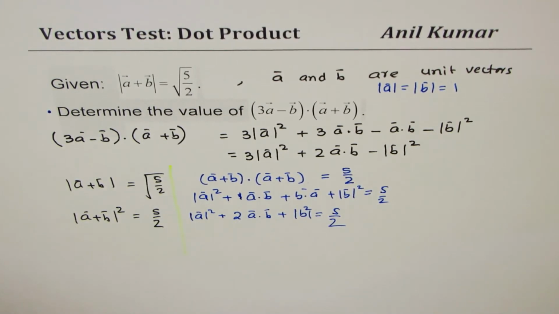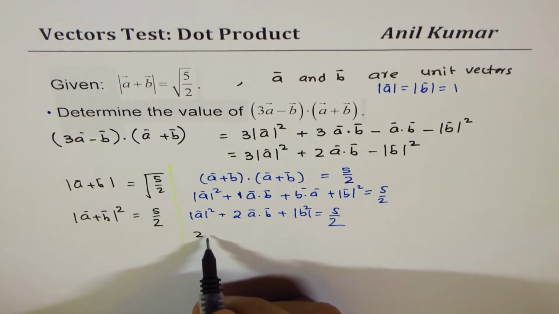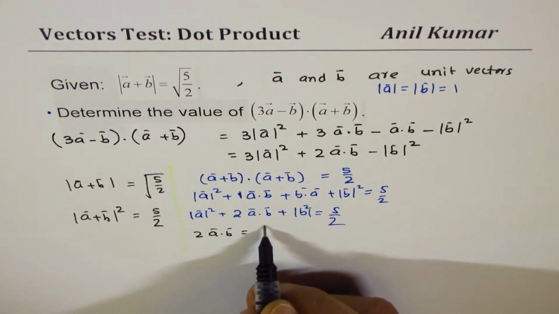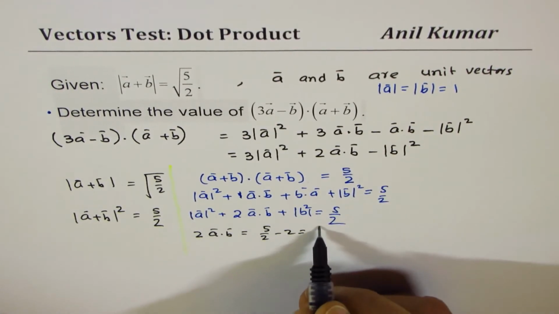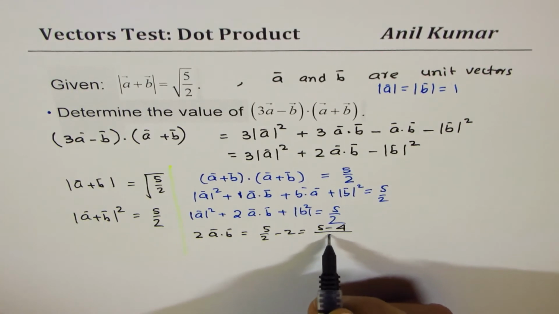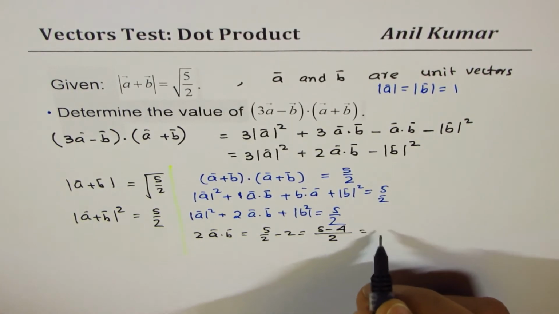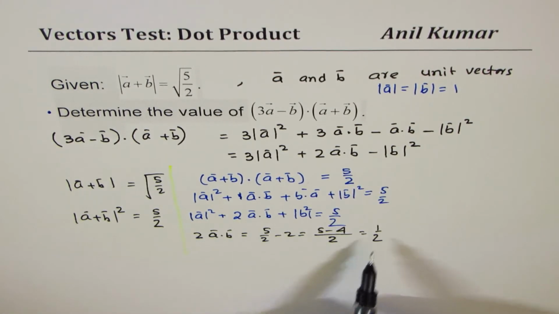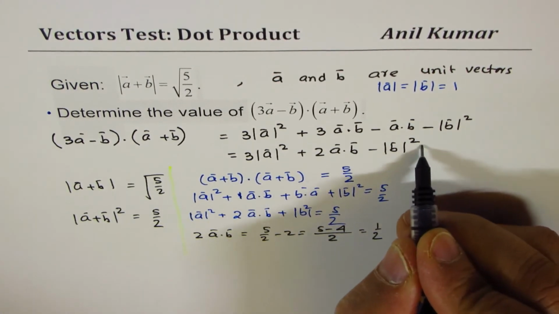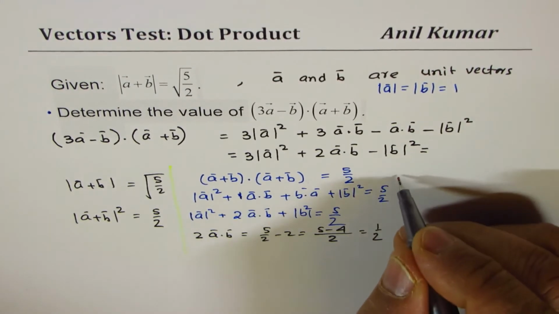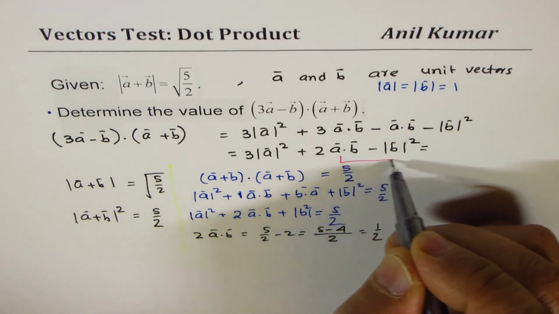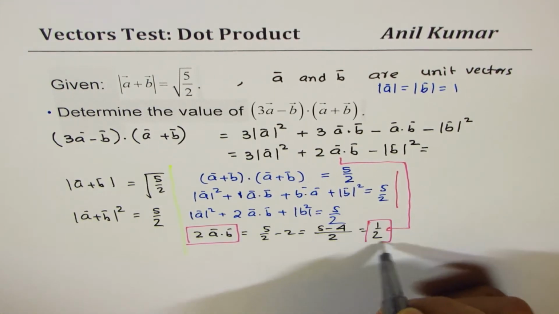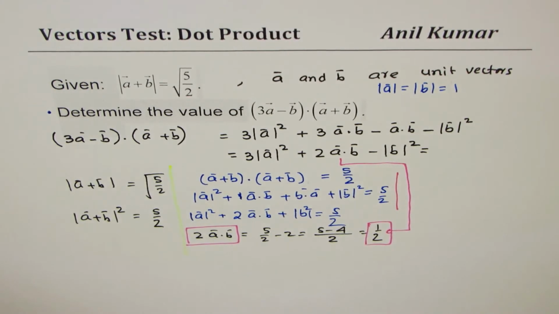Perfect. So from here, I can write 2A dot B is equal to 5 over 2 minus 2, since 1 plus 1 is 2. So that is 5 minus 4 over 2, which is half. Do you see that? So 2AB is half for us. So therefore, we'll substitute this half here now. You get an idea, right? So this is twice AB is half, correct? So now it is simple.